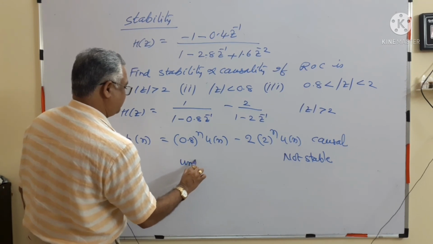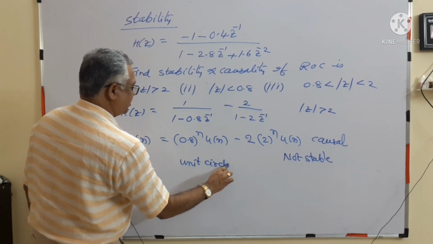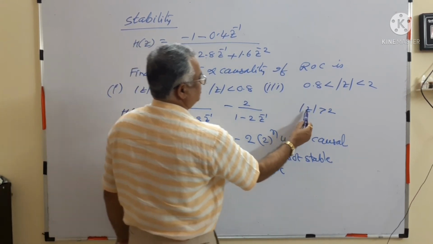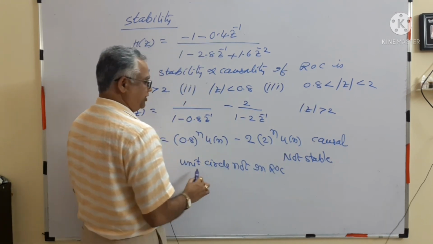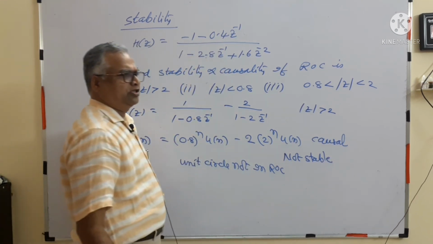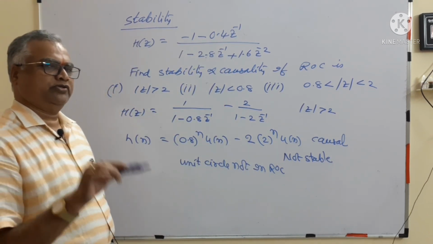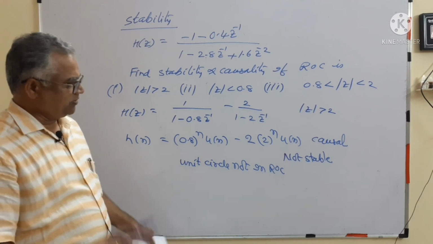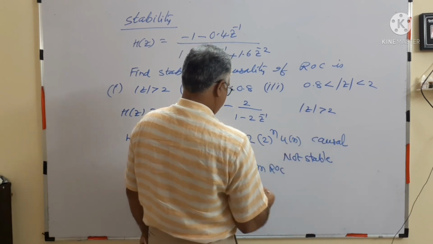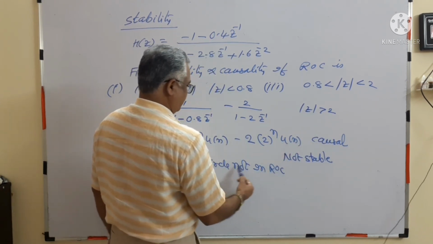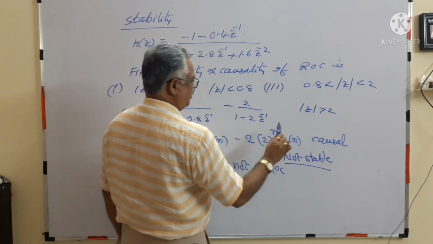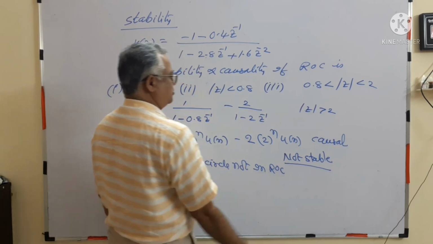So there is another way of telling. Unit circle not in ROC, because here ROC is mod z greater than 2, so the unit circle is definitely not in ROC, therefore not stable. A simple thumb rule: if the unit circle is present in ROC, stable; if the unit circle is not present in ROC, not stable. And here also you are observing greater than 2, the unit circle is not in ROC, not stable. For 2 power n, if you go for a summation, definitely not finite, so not stable.